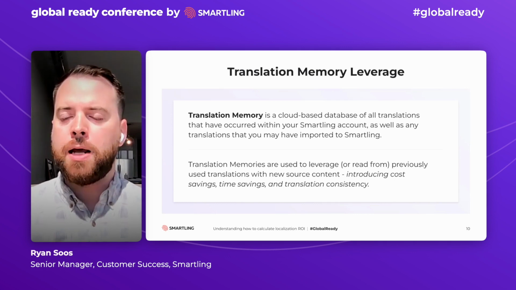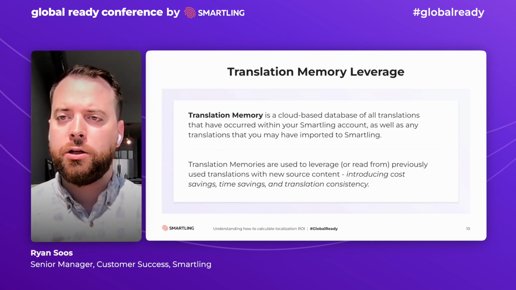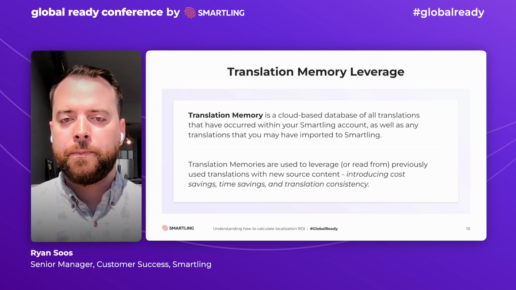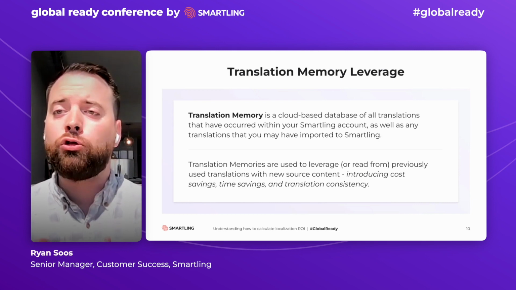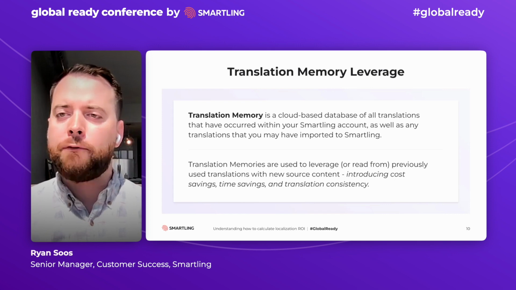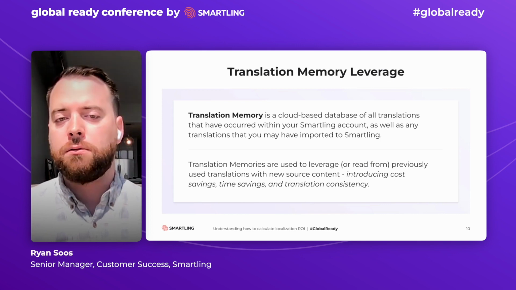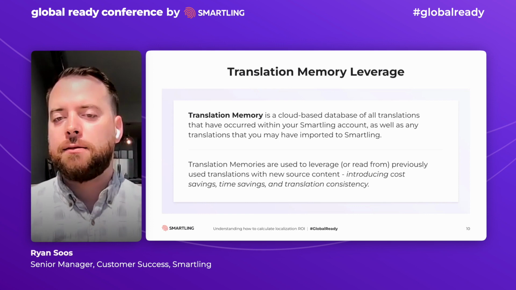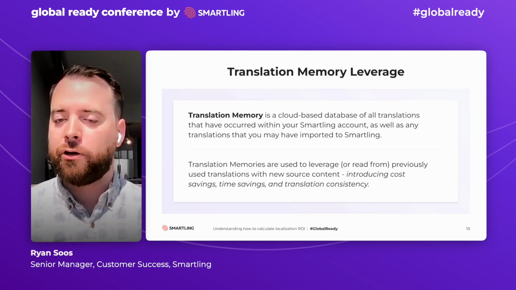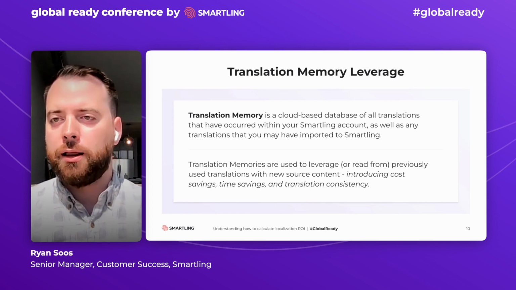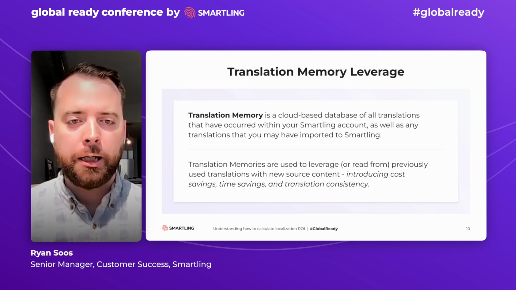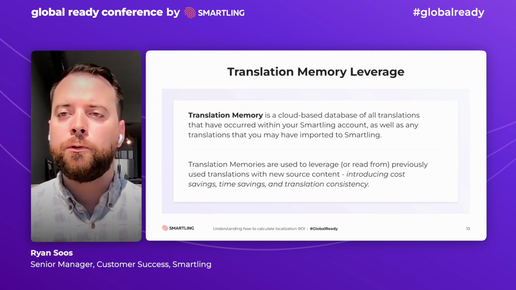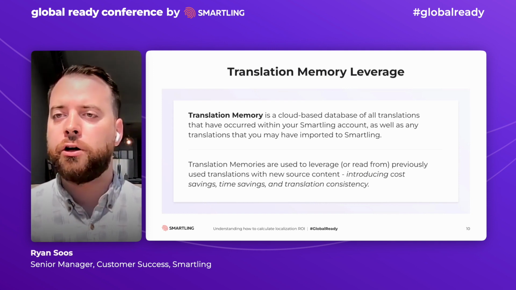In Smartling, as soon as you save a translation, it is saved to your translation memory. And then what we do with the content that is saved there is we leverage or read from these translation memories whenever new source content is uploaded to introduce cost and time savings and maintain translation consistency. So as you can see in that last sentence, by using translation memory leverage, we're actually able to hit on all three corners of that triangle. We're able to save you money, we're able to save you time, and we're able to improve quality by ensuring consistency across your content landscape.